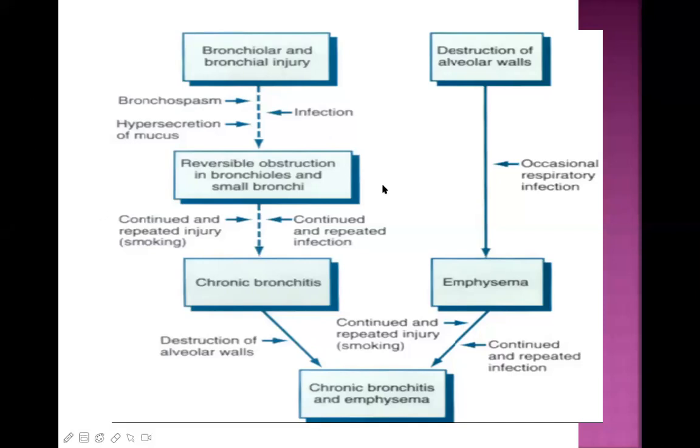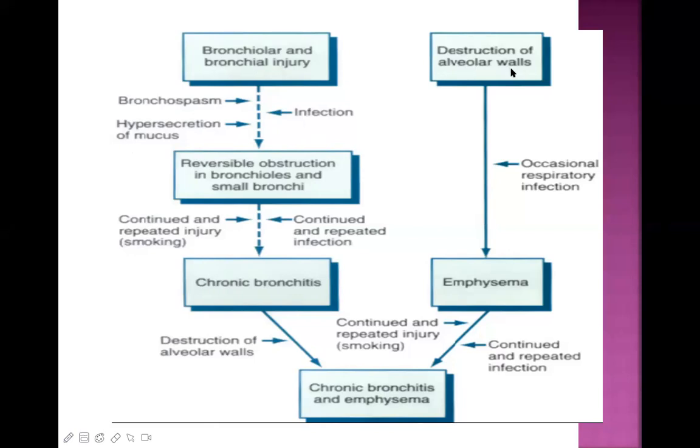So see, what is happening in chronic bronchitis? There is injury in the wall of the bronchi or bronchioles, so bronchospasm is going on. Spasm means narrowness of the bronchi. There is hypersecretion of mucus, and there is repeated infection. So with the effect of all these three things, chronic bronchitis disease occurs.